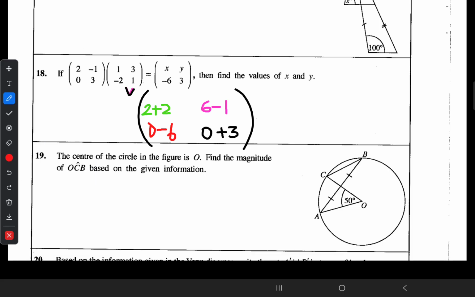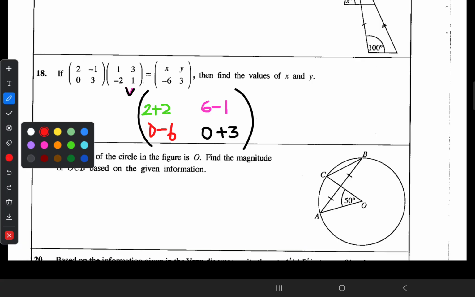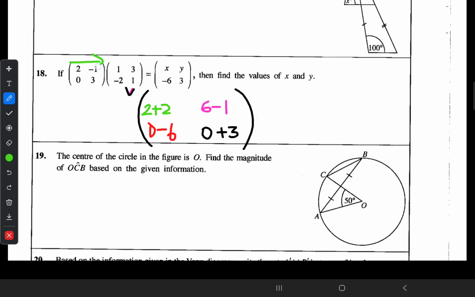First row, the green color one. First row should be multiplied with first column. First number multiplied with first number. Second number should be multiplied with second number. 2 times 1, 2. Negative 1 times negative 2, it would be 2 again.